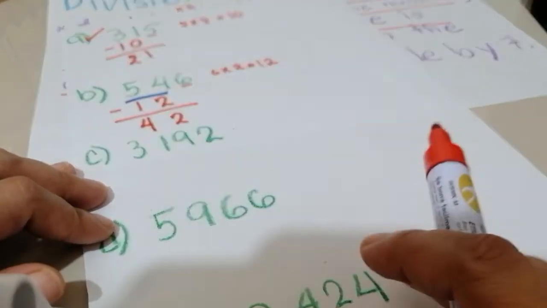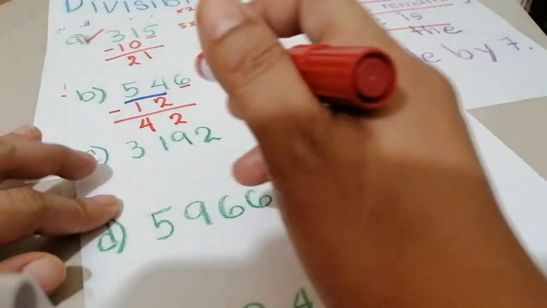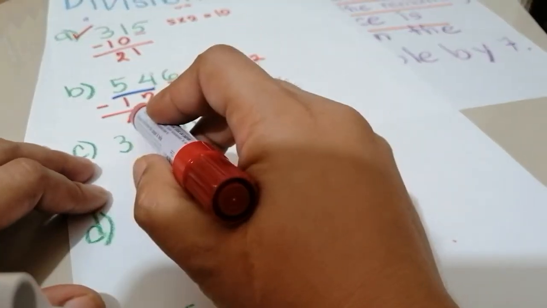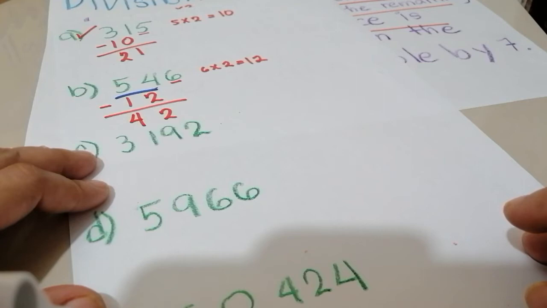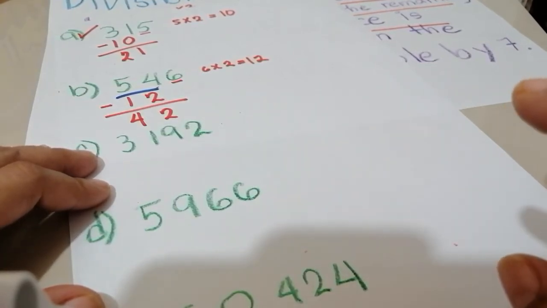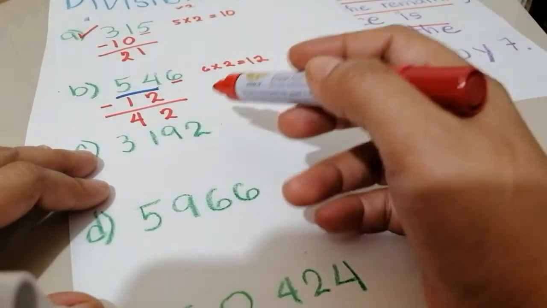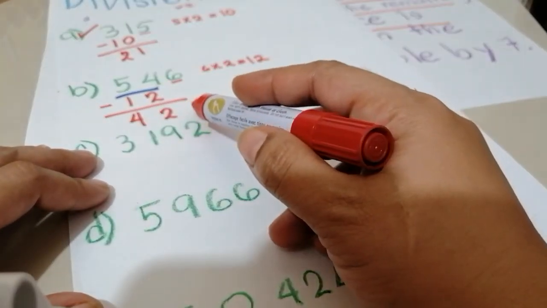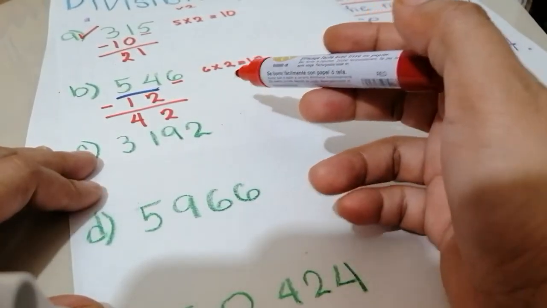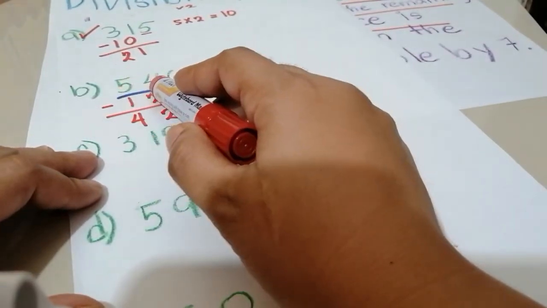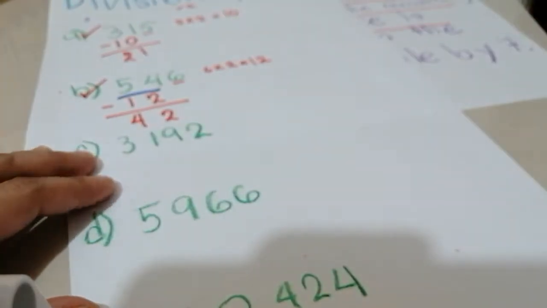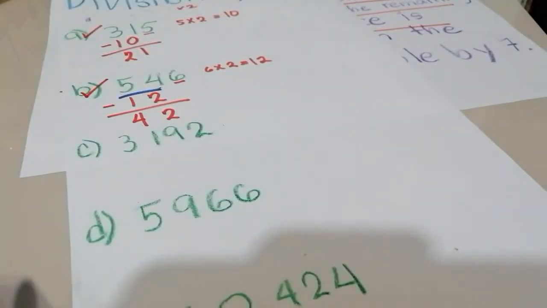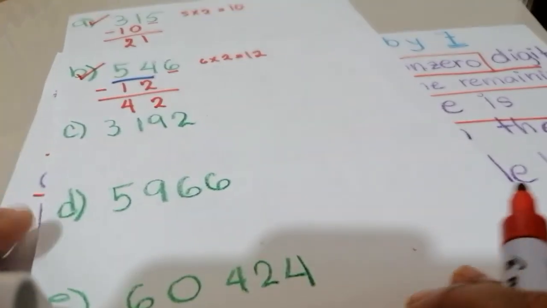42, is it divisible by 7? Divisible ba siya by 7? When we divide 42 by 7, it will give us 6 as the answer, because 42 is one of the multiples of 7. 6 times 7 is 42. At dahil divisible by 7 ang 42, ibig sabihin, ang 546 ay divisible by 7. So, divisible din siya by 7. Okay?